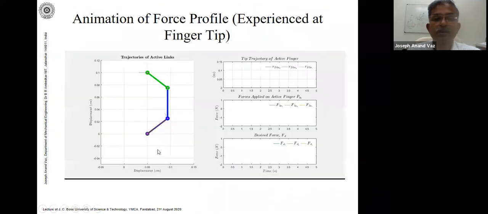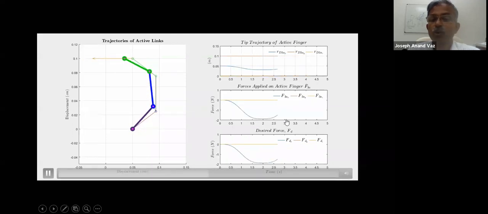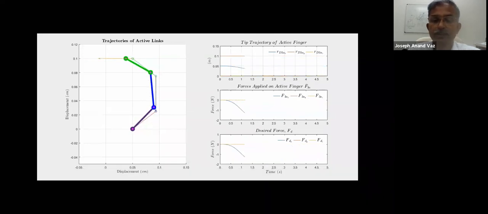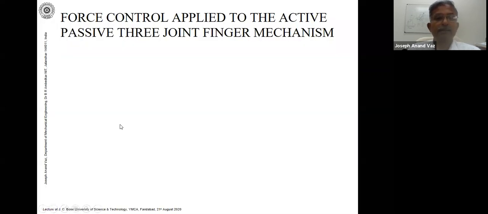So if we do that, it's applying. To follow this particular trajectory, you want a particular force profile to be followed, not a trajectory profile. You can't do both together at the same time. And we have force control applied to the active passive 3-joint finger mechanism.